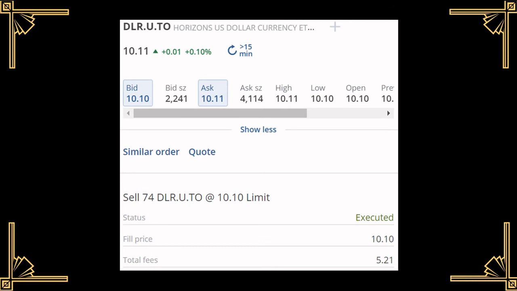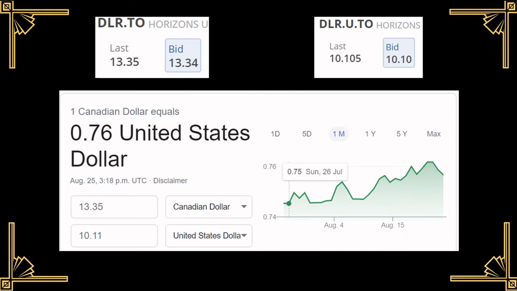If you want to make sure that DLR.TO and DLR.U.TO are both tracking the current exchange rate of USD to Canadian, place in the price of either of them into a conversion calculator, and as you can see, they do accurately track the exchange rate. Now, onto the total cost via this method.